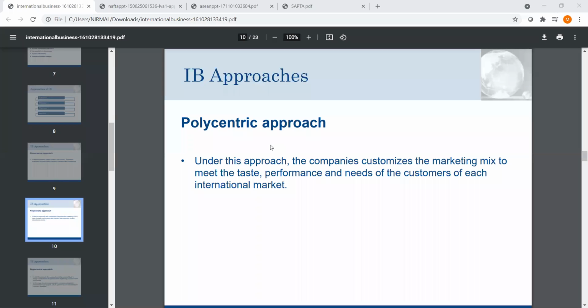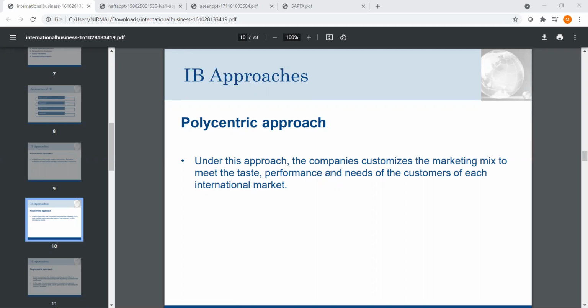Also in international business, like Amazon, you can send products through Amazon. From India, you can send products to your friends or relatives in the US or UK, and Amazon will take care of it. So the importance of packaging is also nice, because here the companies customize the marketing mix to meet the taste, performance, and needs of the customers of each international market. They focus on the international marketing mix and act on that. That is the polycentric approach.